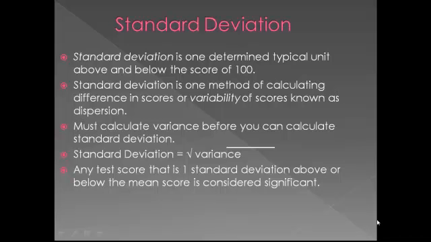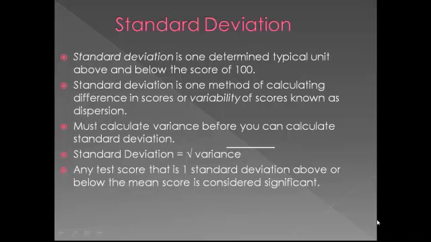Standard deviation. Standard deviation is a typical unit above and below the score of 100. If you think back to that graph that I showed you, the table where it shows the bell curve and all the different kinds of scores, we have standard deviations on there as well. Standard deviation is only one method of calculating the variability of scores.